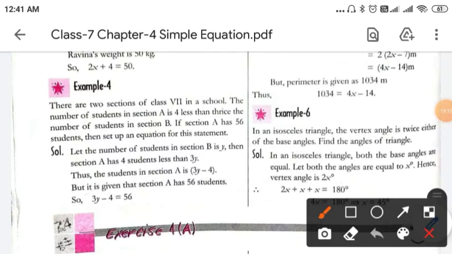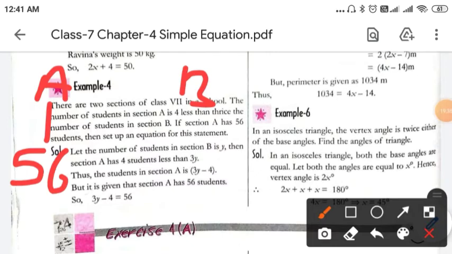The number of students in section A is 4 less than thrice the number of students in section B. There are two sections, section A and section B. So the number of students in section A is 4 less than thrice the number of students in section B. If section A has 56 students, so the exact value is given for section A, which is equal to 56, and we have to set up an equation so that we can find out the total number of students in section B also. So section A has 56 students, and the condition is given here.